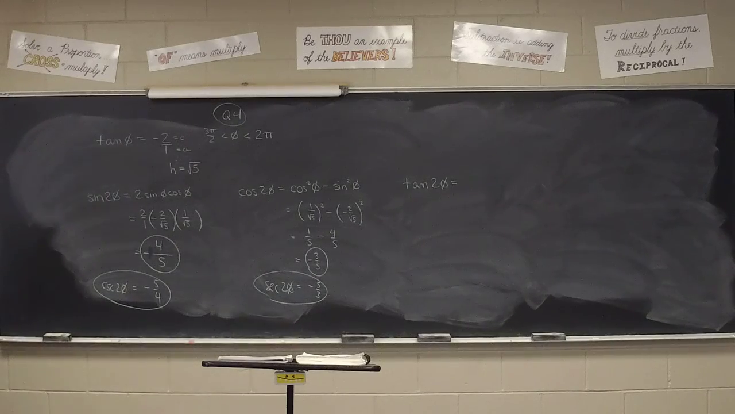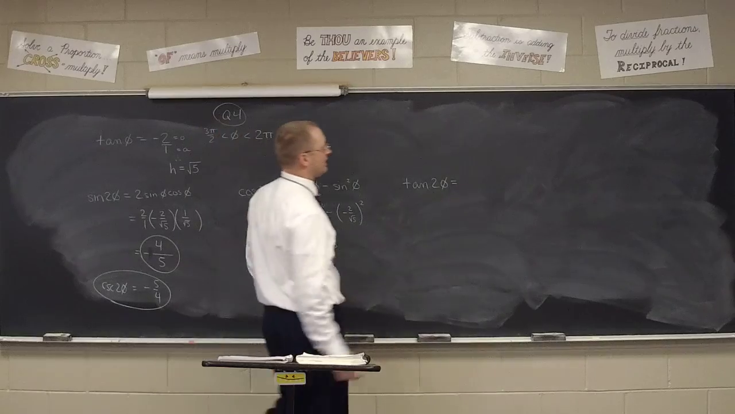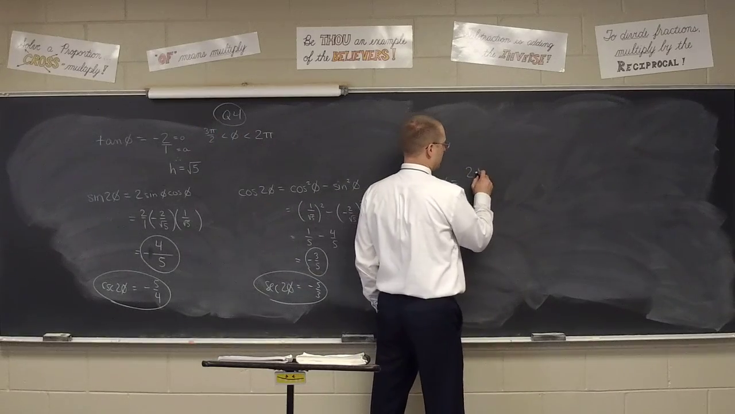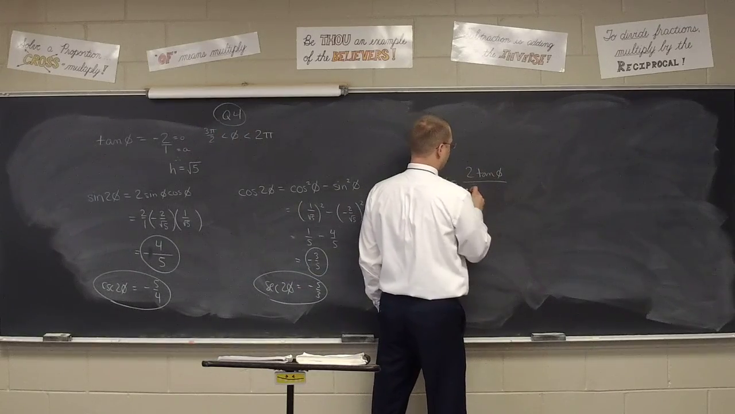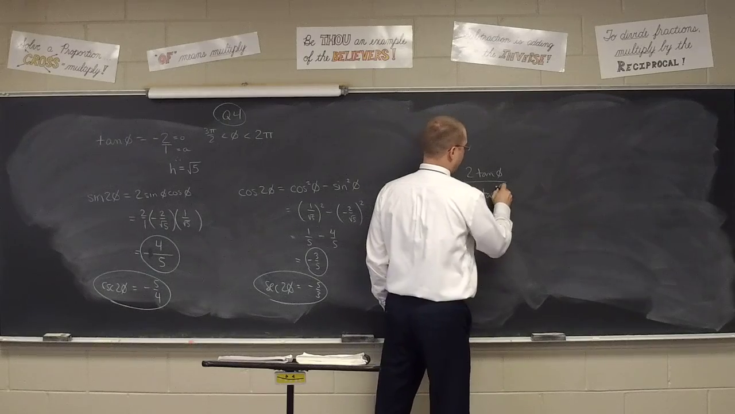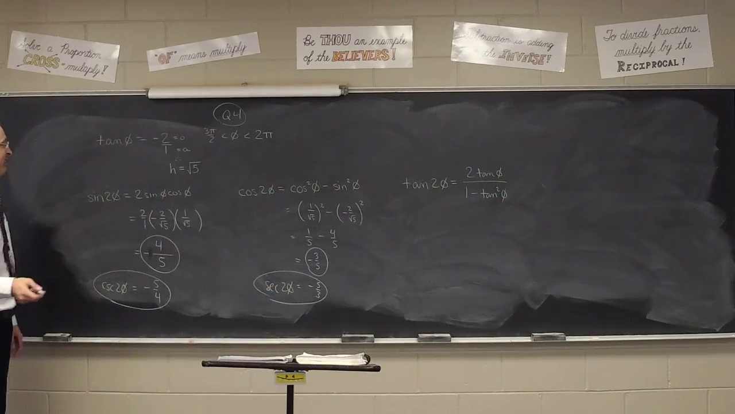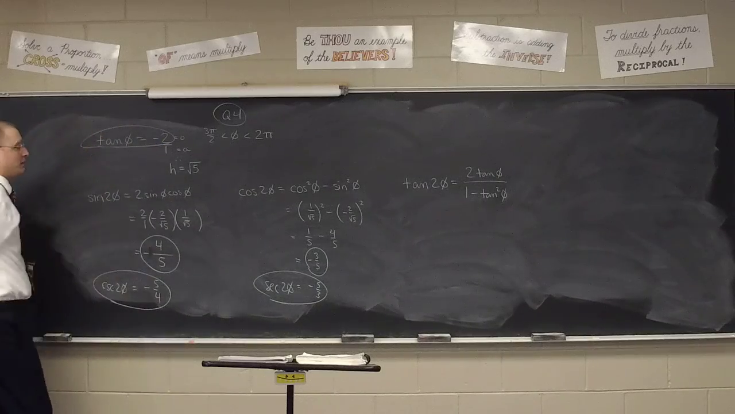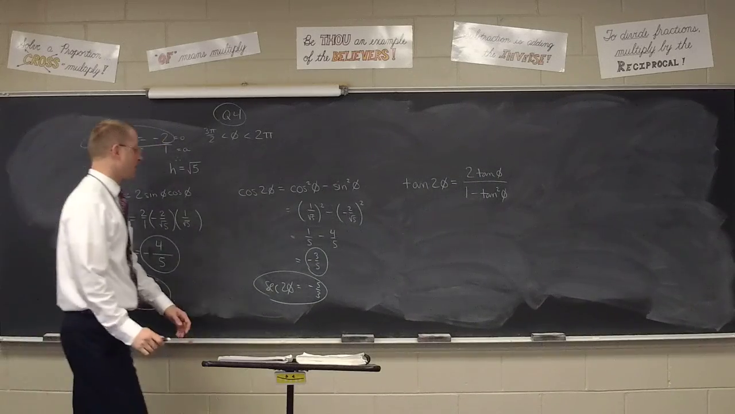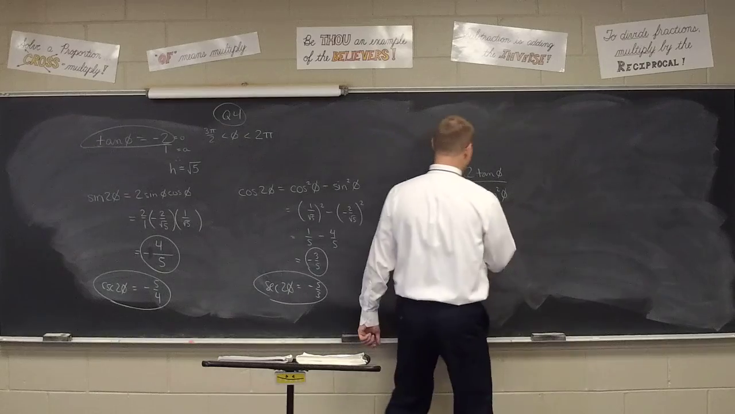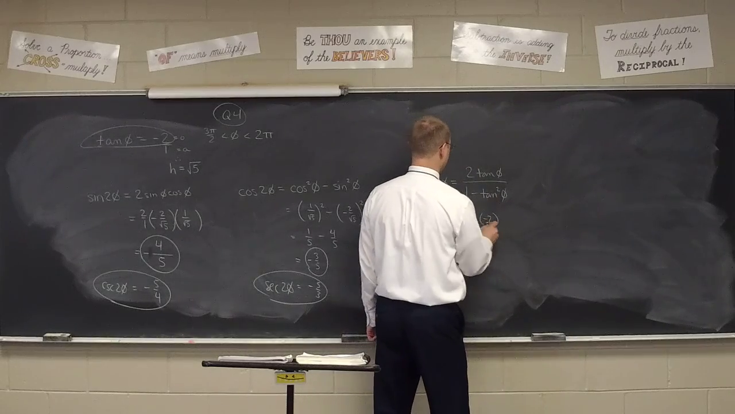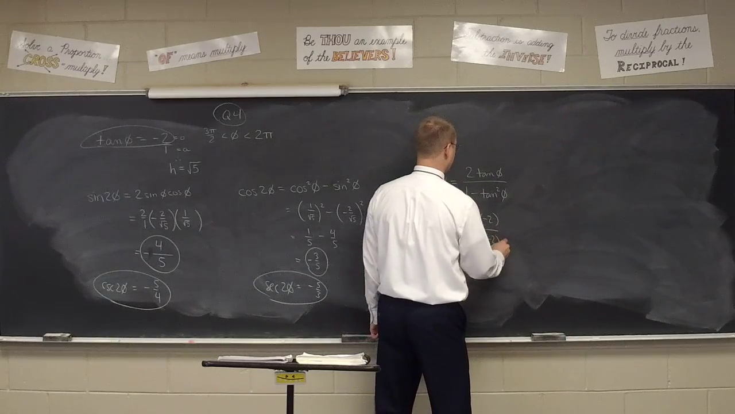All right. So what's our identity for tangent 2 phi? Tangent over 1 minus tangent squared. So 2 tangent phi over 1 minus tangent squared phi. Now the nice thing is, what's the tangent of phi? 2 over 1. Negative 2. Do I benefit from making it a fraction right now? No. So I'm just going to do 2 times negative 2 over 1 minus negative 2 squared.